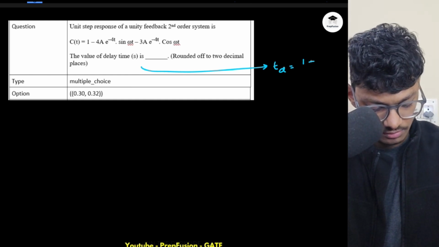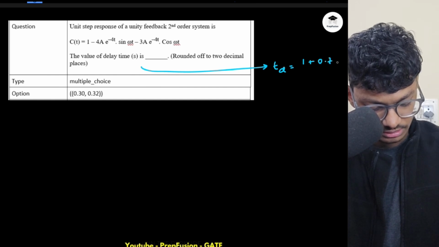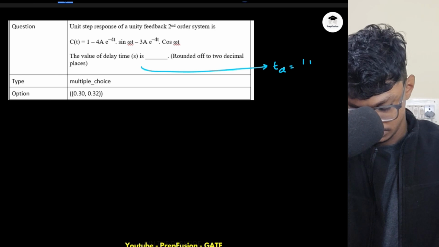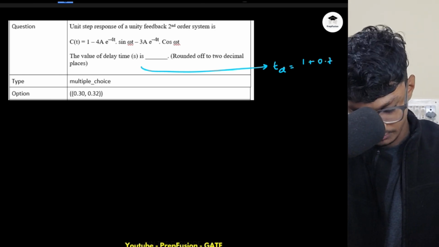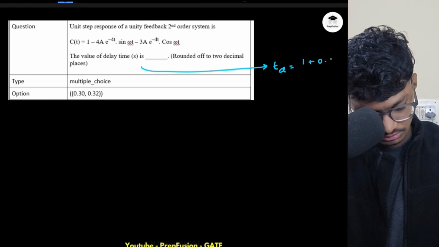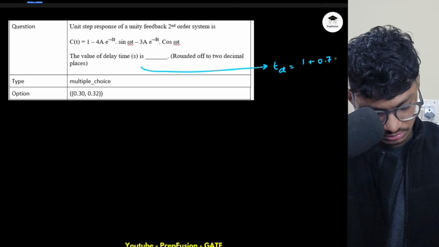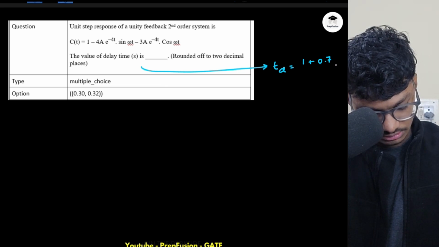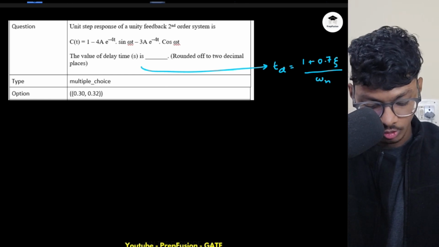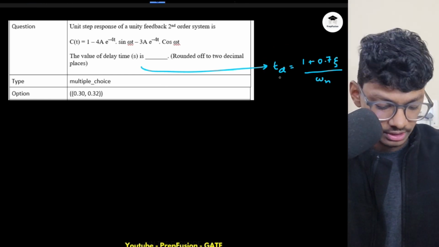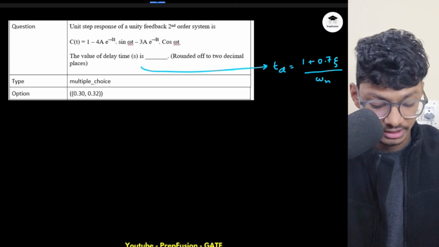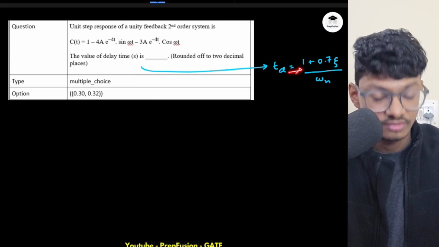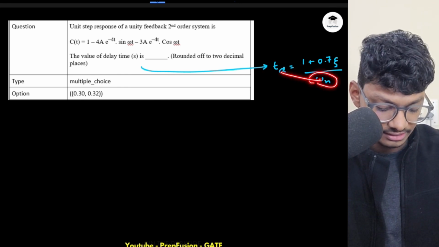Td equals to 1 plus 0.7 zeta divided by omega n. How do you remember this? In my full course I told that if this is d, then you remember this as n. That's how you remember. If this was t rise, then I would have put omega d here at the bottom.